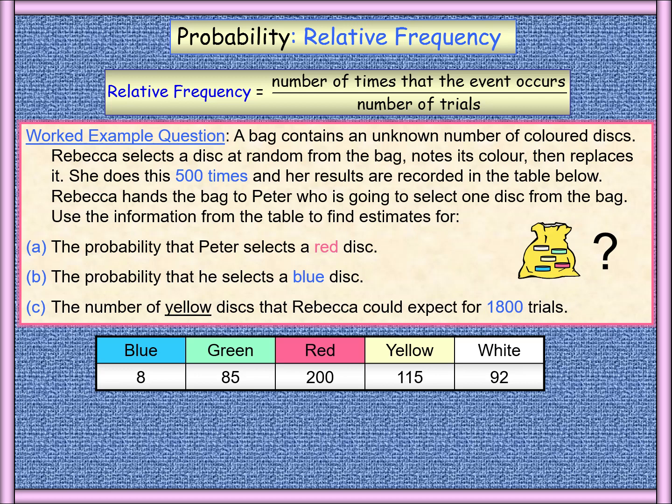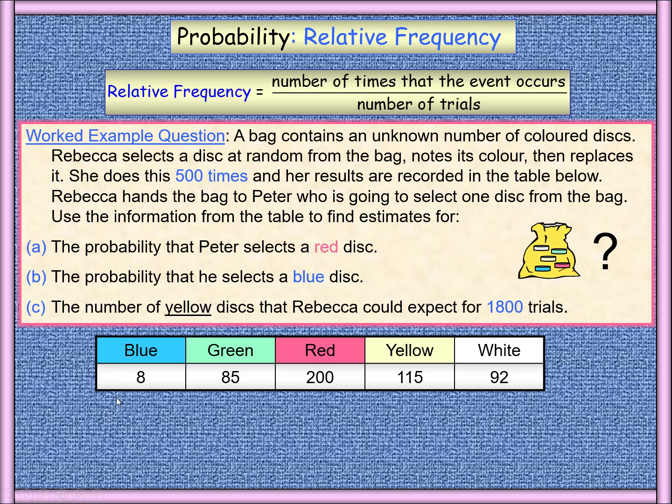It says a bag contains an unknown number of discs. Rebecca selects a disc at random, notes its color, and then replaces it. So she replaces it back in the bag. She does this 500 times, and her results are recorded below. Rebecca hands the bag to Peter, who's going to select one disc from the bag. Use the information from the table to find the estimates for the probability that Peter selects a red disc.